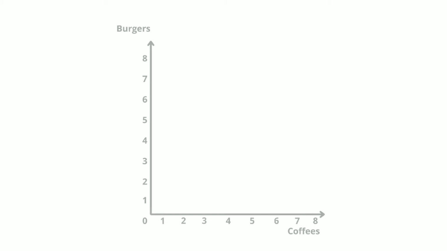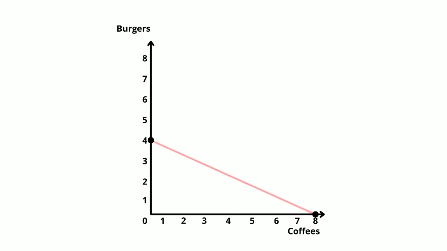We can put this information in a graph. On the y-axis you can see the number of burgers you can buy per week, and on the x-axis you can see the number of coffees you can buy in a week. If you spend all your money on burgers, you will be able to afford 4 burgers. If you spend all your money on coffee, you will be able to buy 8 cups of coffee. We can draw a line between these points, which is called a budget constraint.